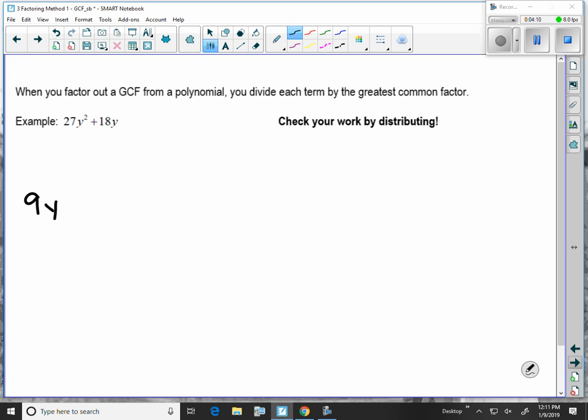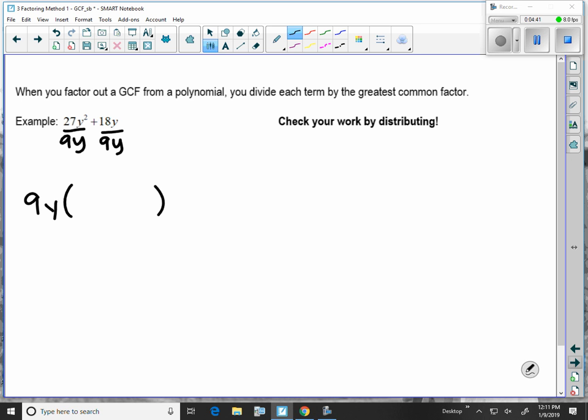Okay, now, here's what I want you to do. I want you to leave a little bit of space between the example and your writing. Leave a little bit of space. Okay, put parentheses in there. Now it says in the directions, you divide each term by that GCF. So we're dividing each term by our GCF.